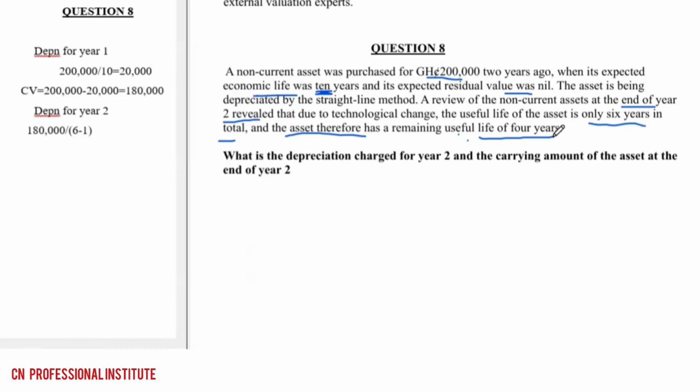So we've not charged depreciation for year two yet, so we don't have to use the 4. After we are done charging depreciation for year two, then the remaining will now be the 4. But in year two, we are yet to charge the depreciation. So it will be 180,000 divided by 5 years.